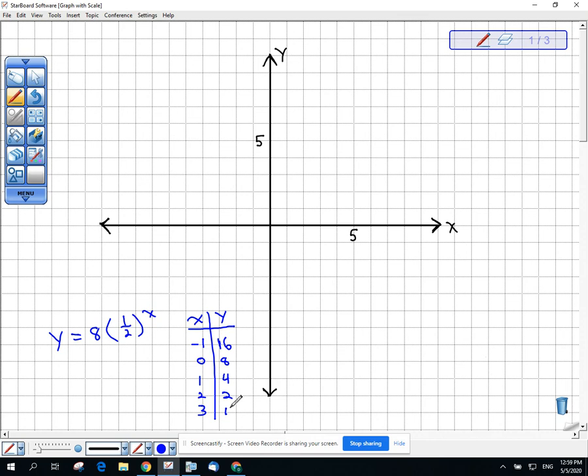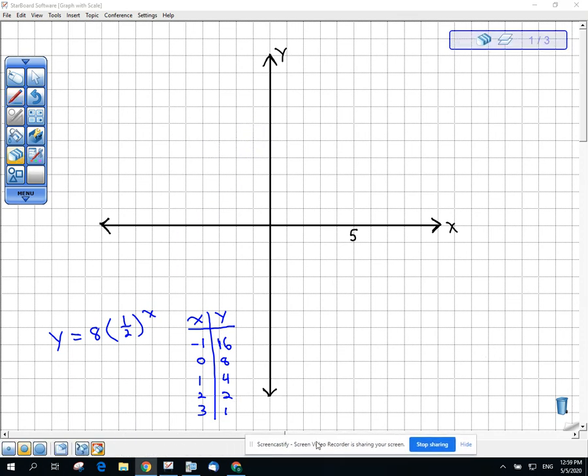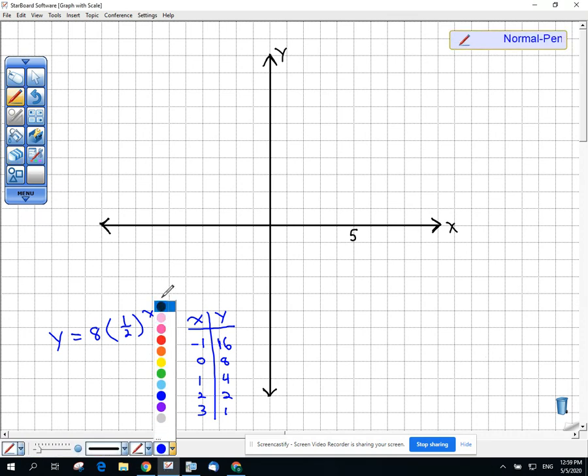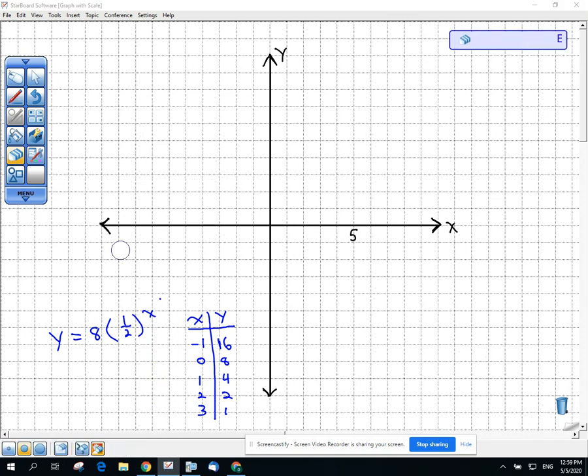And these are points that we can plot. Now, if I keep the scale that I have here, I'm not going to be able to plot -1, 16. I think I would like to do that, though, so I think I will change that scale to go by twos.